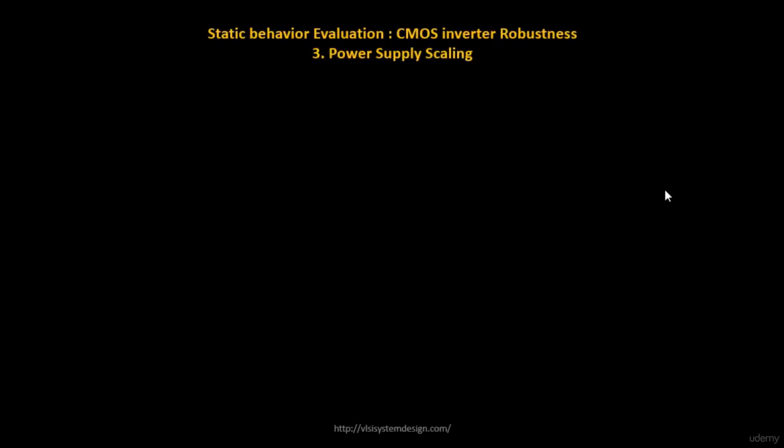Hello everyone. Let's continue our discussion on the CMOS inverter robustness. While we try to evaluate the inverter robustness of the CMOS, we need to consider one more point, and that's power supply scaling. Whenever you move from the 250 nanometer node to lower nodes like 20 nanometers or so on, you scale your supply voltage as well.